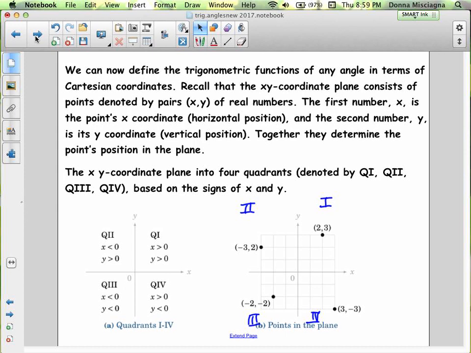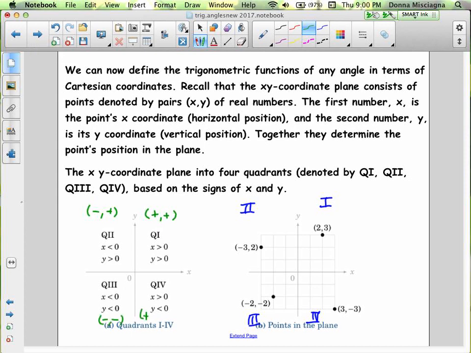And you have this exactly in your notes. In the second quadrant, I didn't give you the points, but I gave you the signs. In the first quadrant, x and y are positive. In the second quadrant, the x is negative, but the y is positive. In the third quadrant, both x and y are negative. And in the fourth quadrant, the x is positive, but the y is negative. That's whether we're above or below the x-axis, to the right or to the left of the y-axis. And you know all of that.